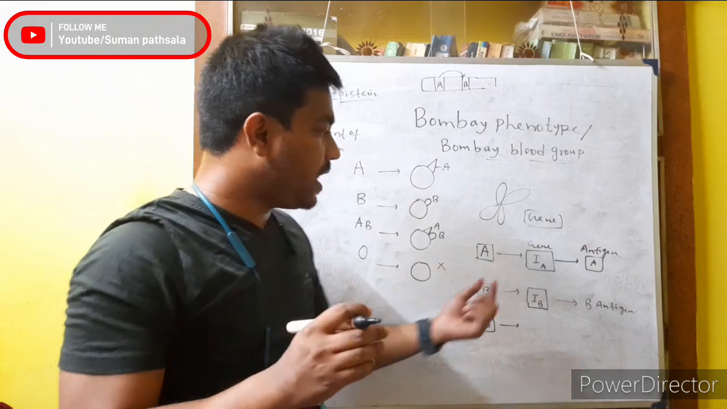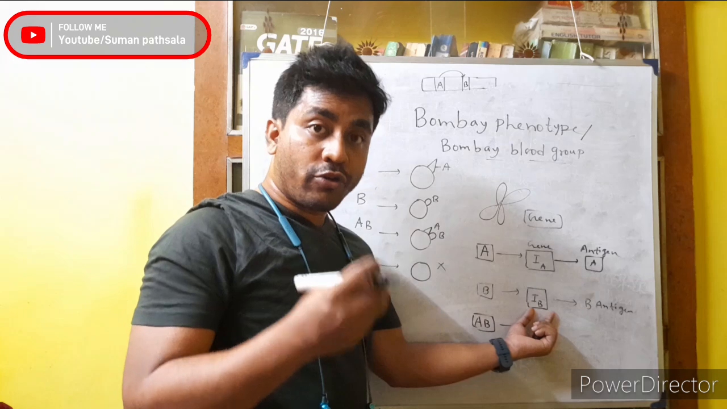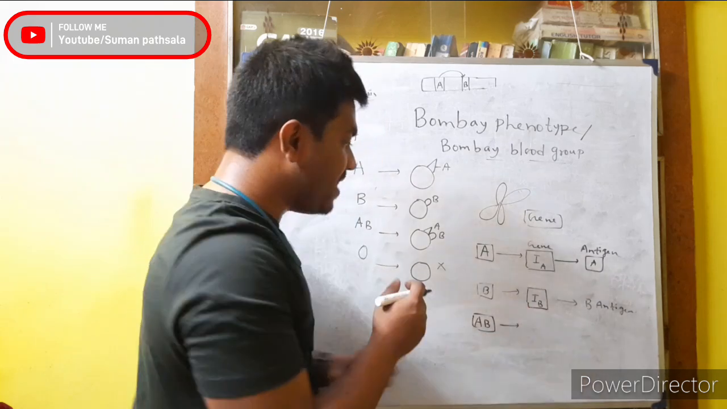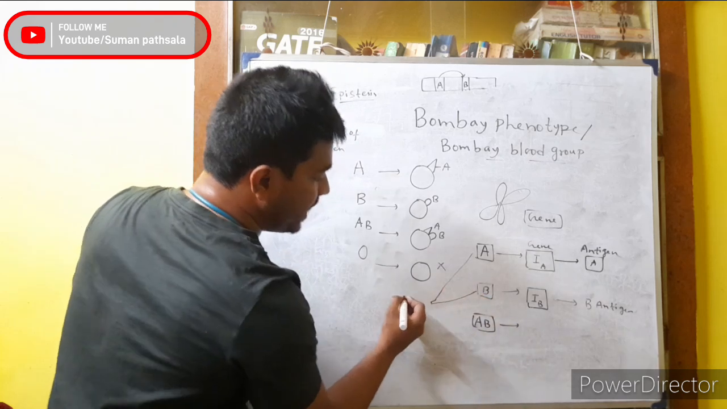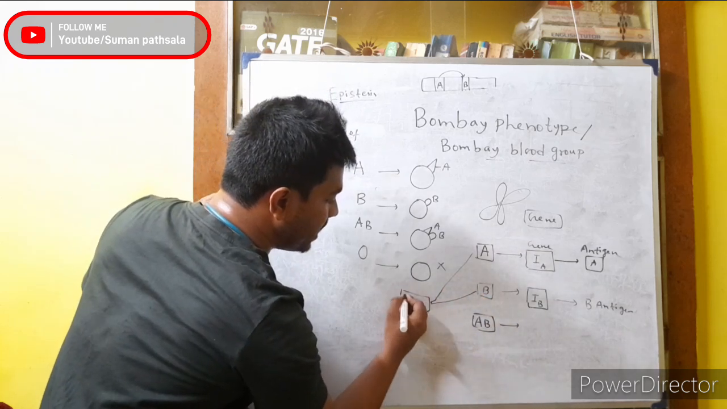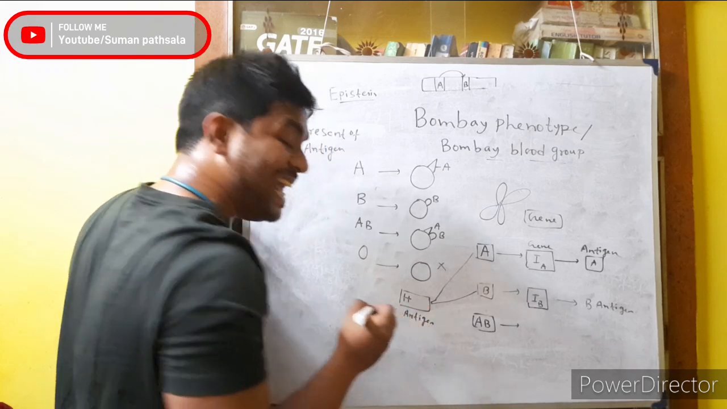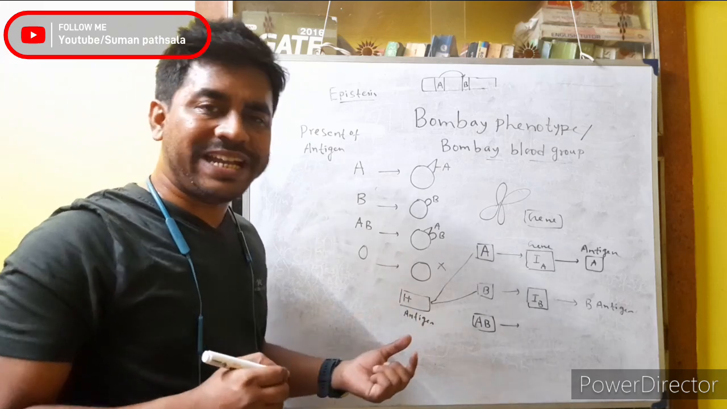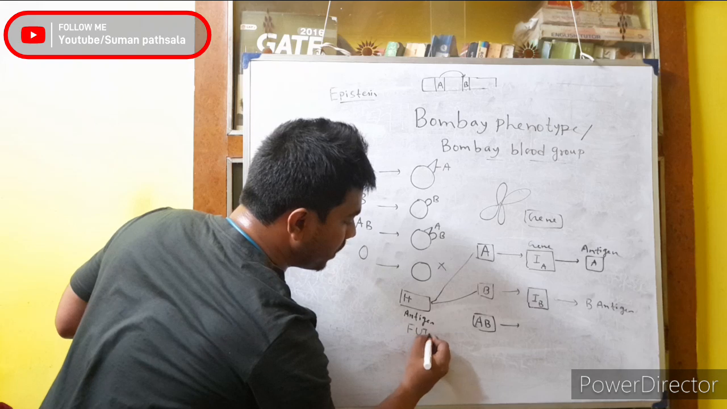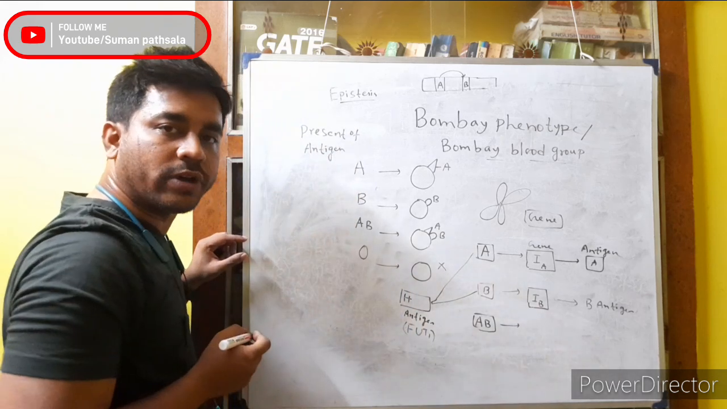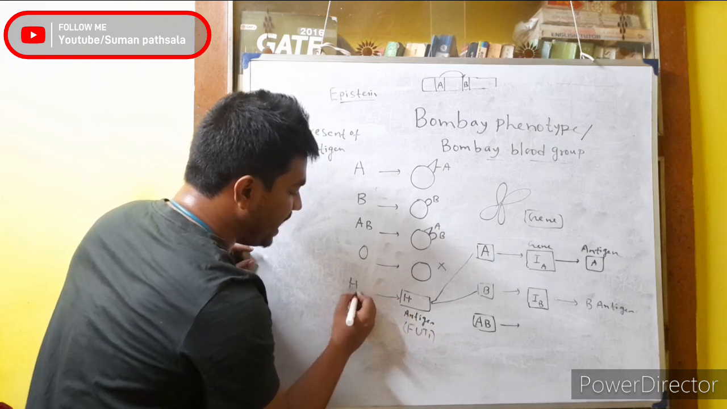In the same way, our antigen genes are controlled by other genes. I write here at the bottom, that is called another antigen, the H antigen. This is one type of antigen. I write here FUT1. This is the name of the H antigen, and this antigen is produced by the gene called the H gene.